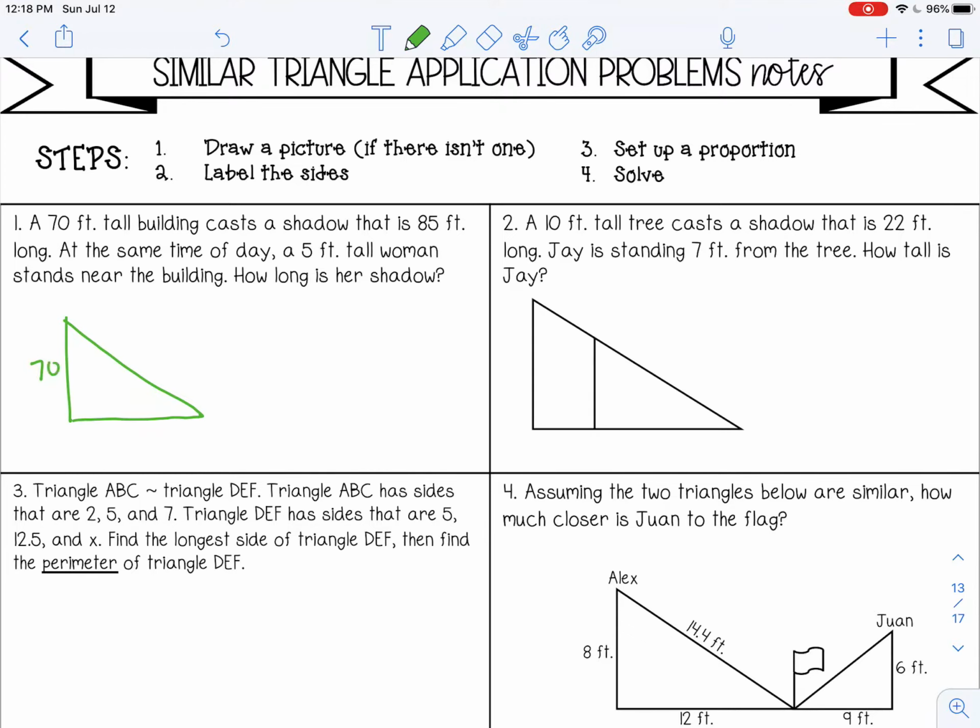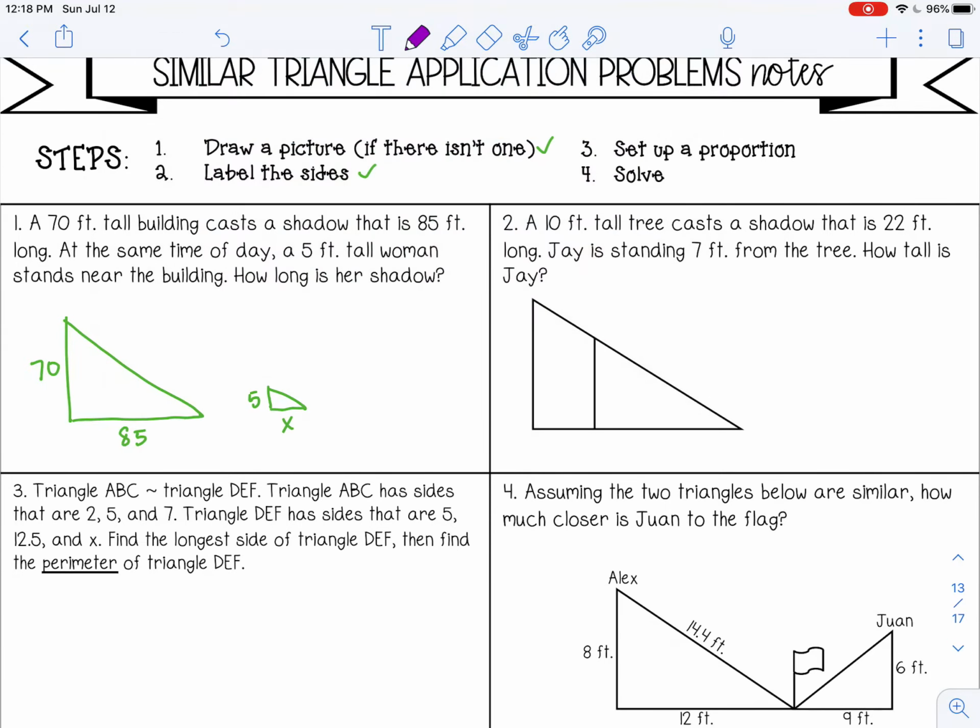So here's the building, 70. Here's the shadow, 85. You don't actually have to draw a building and a shadow unless you just want to. All right, and then we have a 5-foot tall woman and her shadow. But we don't know how long her shadow is, so we're going to put an X. All right, so I've drawn a picture. I've labeled the sides. Now I want to make a proportion with those sides.